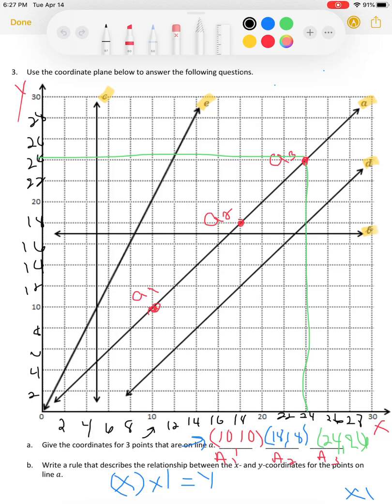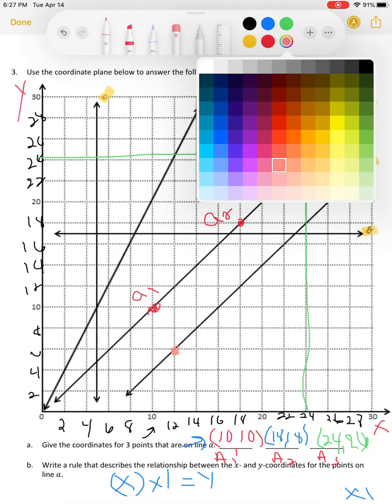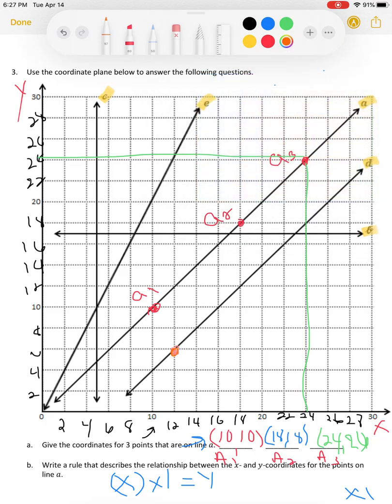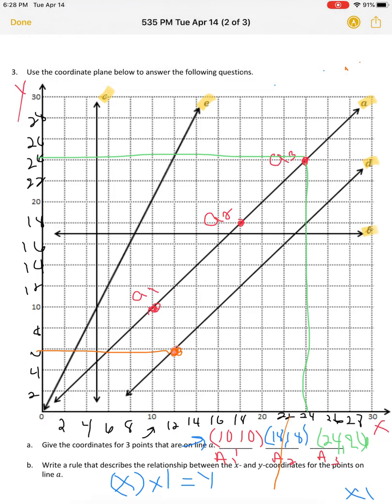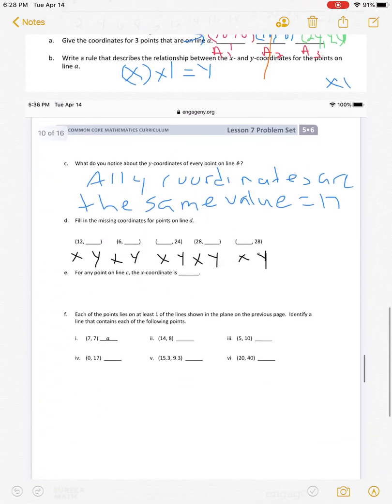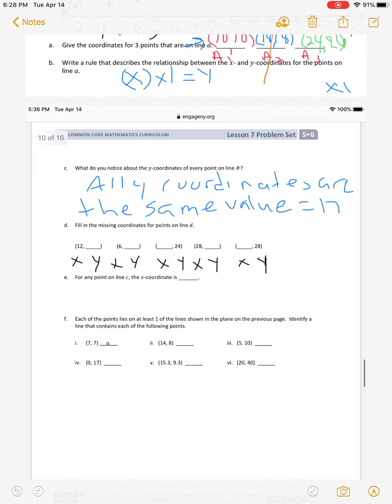I'm going to go ahead and plot it on line D. That's our first point. Now let's go down and catch the next point. So when x is 12, that means y equals 6. Good. So let's go back and input it. All right, when x is 12, y equals 6.